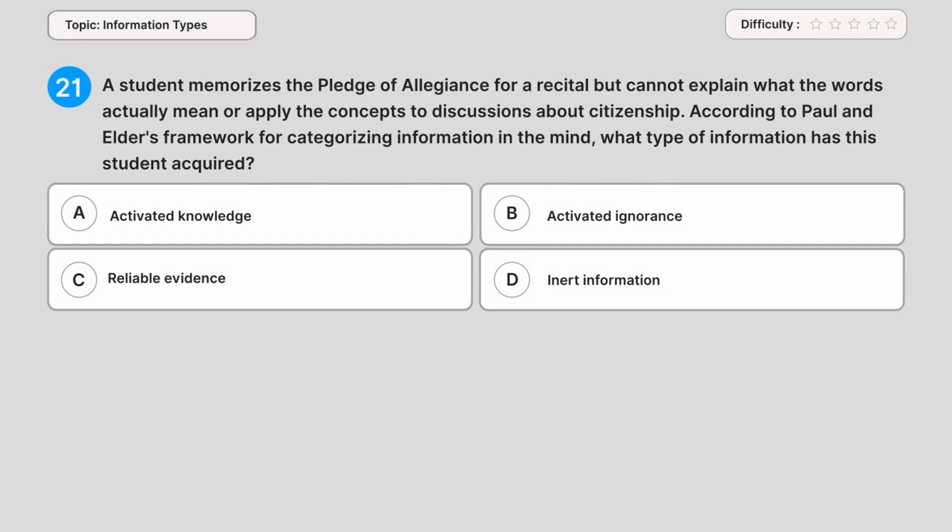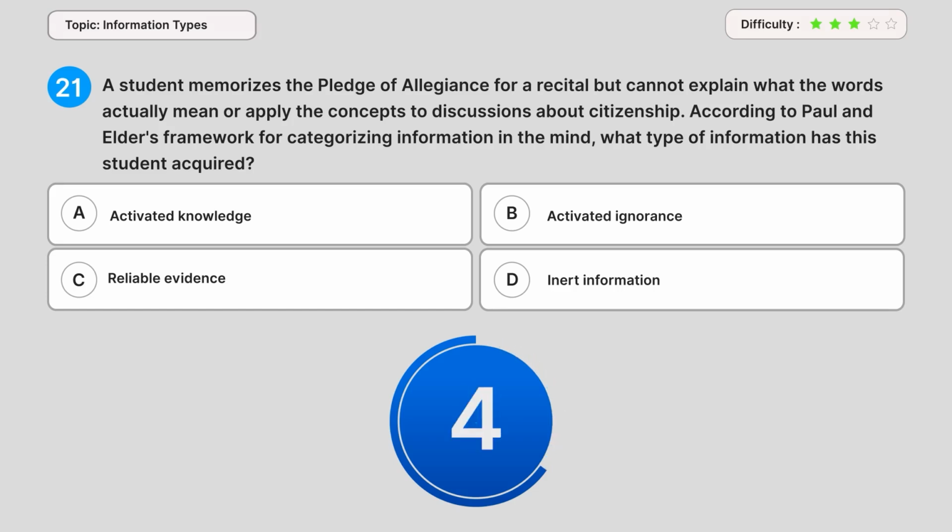21. A student memorises the Pledge of Allegiance for a recital, but cannot explain what the words actually mean or apply the concepts to discussions about citizenship. According to Paul and Elder's framework for categorising information in the mind, what type of information has this student acquired? A. Activated knowledge. B. Activated ignorance. C. Reliable evidence. D. Inert information.